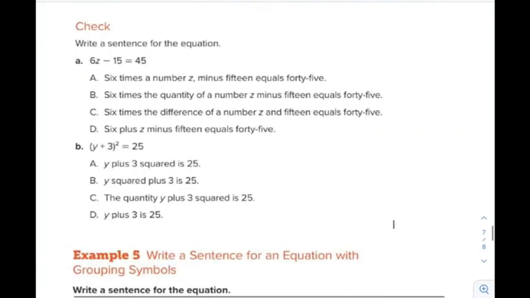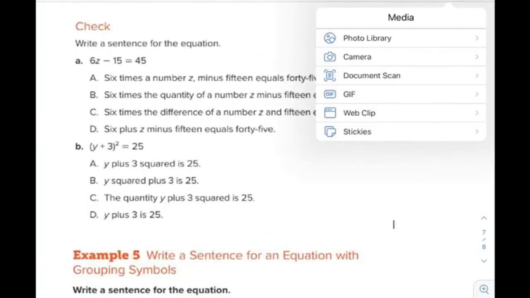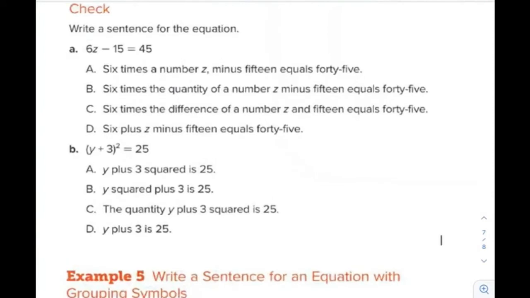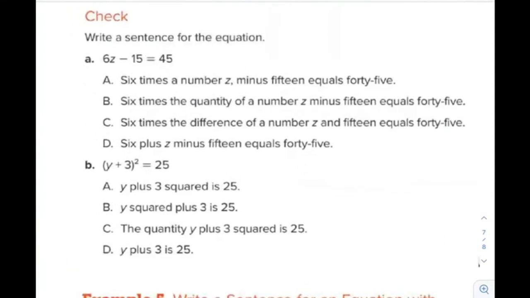Let's try it here, try to choose the correct answers. Write a sentence for the equation. Let's choose here for the first one. Check. Which one is the correct translation? Perfect. A is the right one.